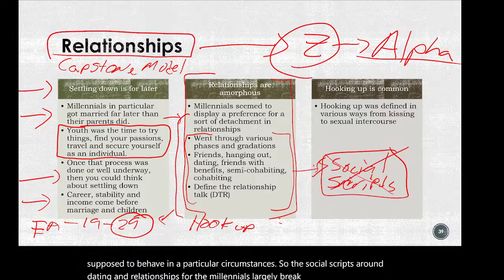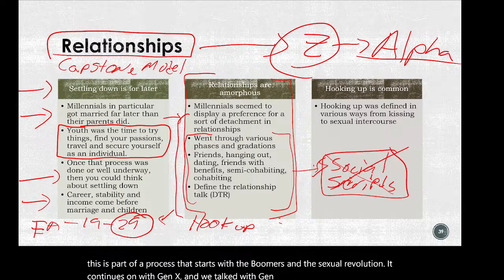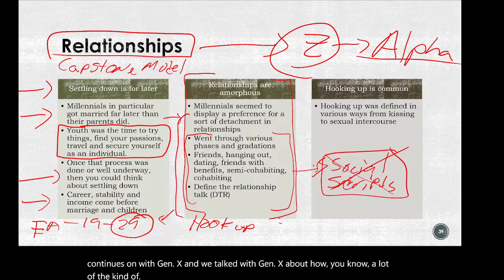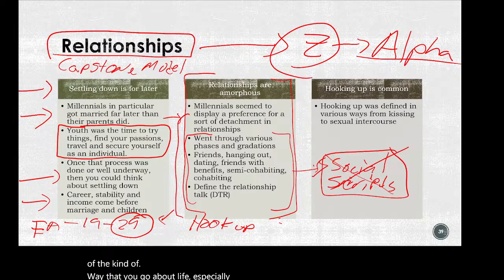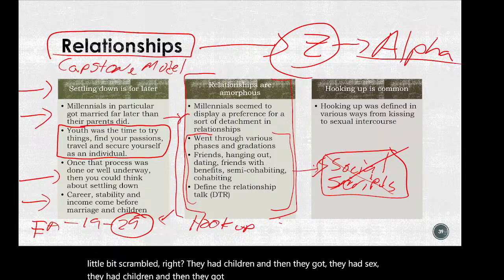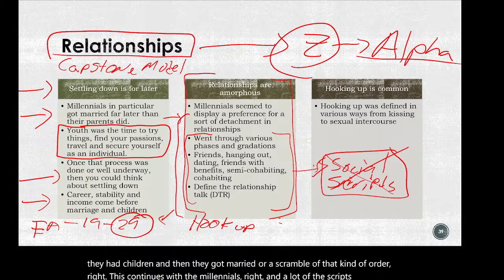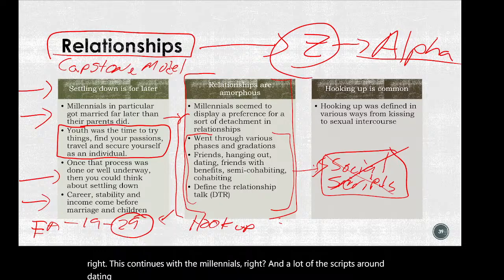Now, again, this is part of a process that starts with the boomers and the sexual revolution. It continues on with Gen X, and we talked with Gen X about how a lot of the way that you go about life, especially around relationships and children, got a little bit scrambled, right? They had children and then they had sex, they had children and then they got married, or a scramble of that kind of order, right? This continues with the millennials, right? And a lot of the scripts around dating, around relationships, essentially get broken down.